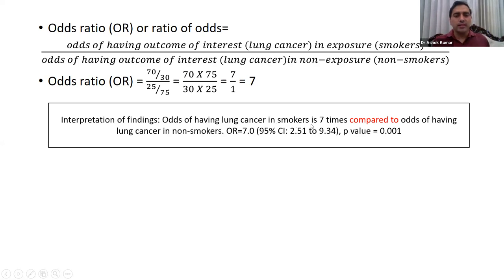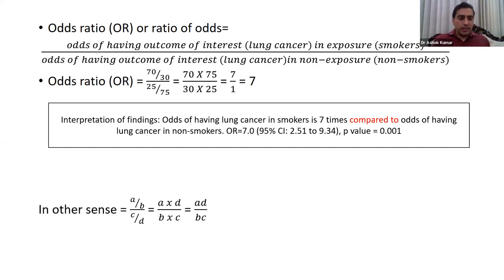Odds of having lung cancer in a smoker is 7 times compared to the odds of having lung cancer in a non-smoker. So smoking is very dangerous, and it may cause lung cancer because it's 7 times more compared to non-smokers. If a non-smoker has odds 1, then smokers have odds of 7 times for lung cancer. So this is the interpretation of the odds ratio.